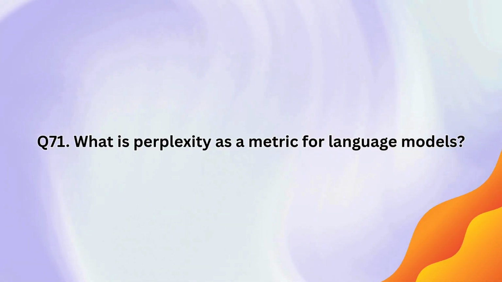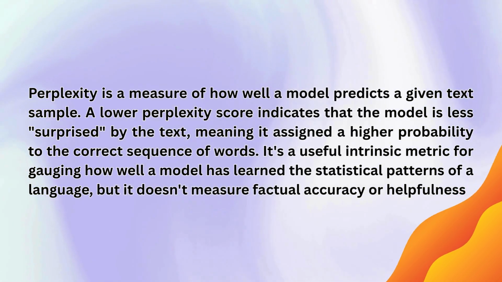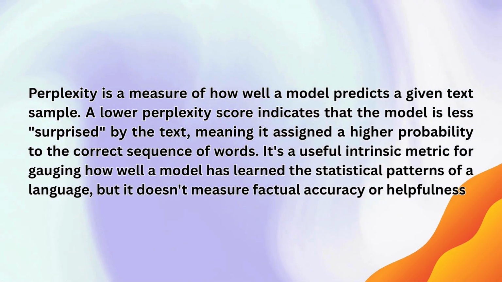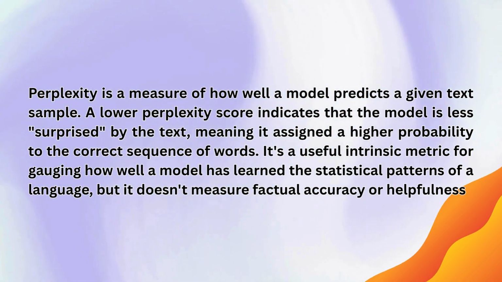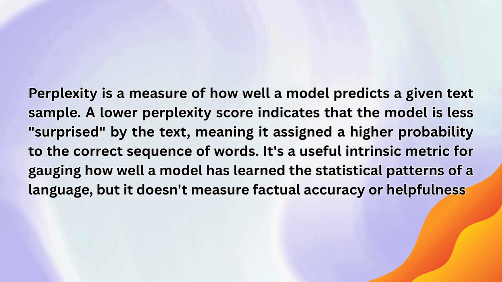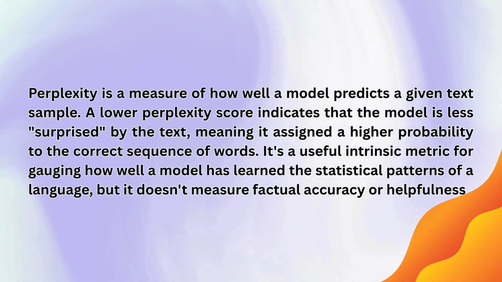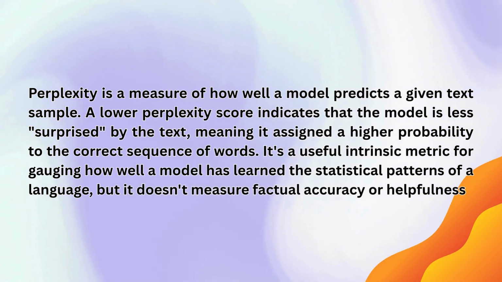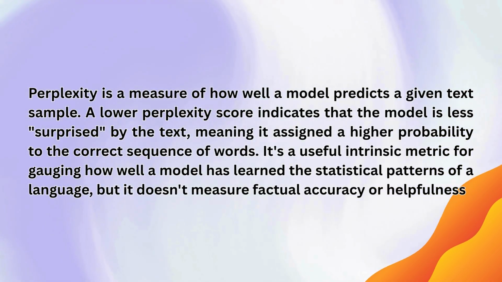What is perplexity as a metric for language models? Perplexity is a measure of how well a model predicts a given text sample. A lower perplexity score indicates that the model is less surprised by the text, meaning it assigned a higher probability to the correct sequence of words. It's a useful intrinsic metric for gauging how well a model has learned the statistical patterns of a language, but it doesn't measure factual accuracy or helpfulness.